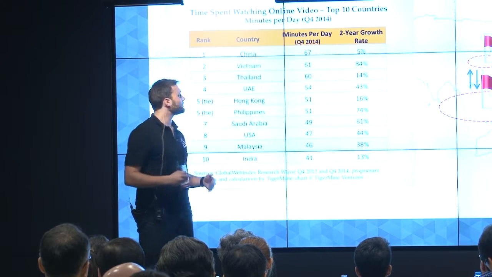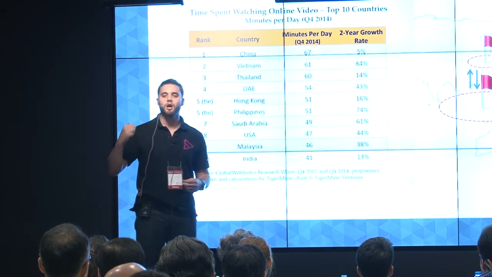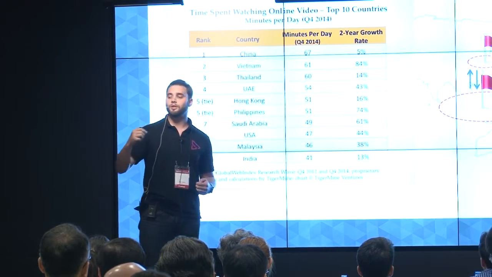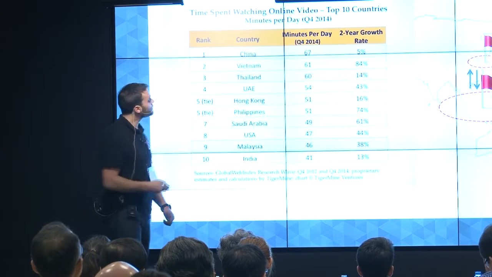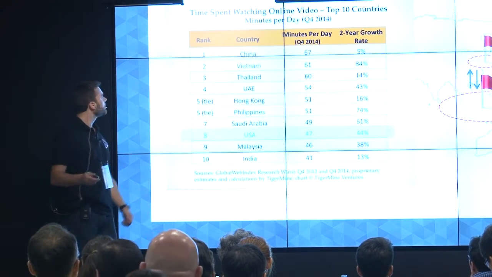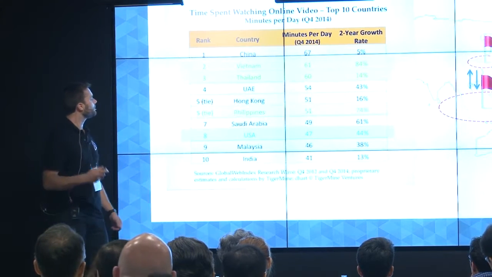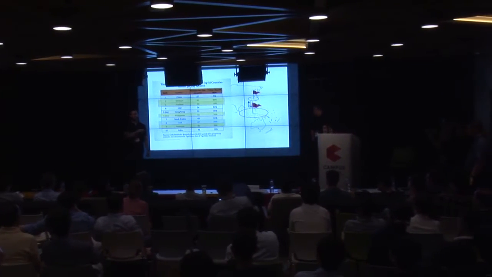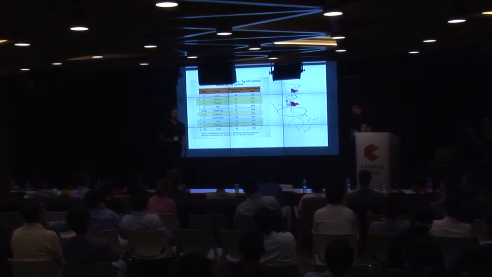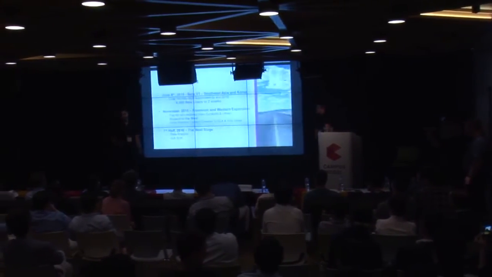This is never more evident than if you look at a chart of the top 10 countries on the planet in terms of minutes of videos viewed a day. If you notice, the US is number 8, Vietnam number 2, Thailand number 3, Philippines number 5, Malaysia number 9. These are all Southeast Asian countries. The potential here is awesome.